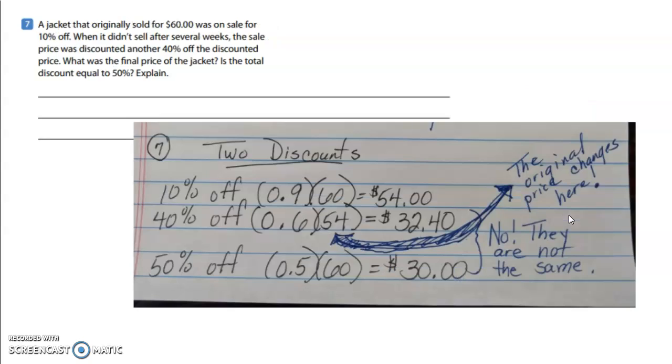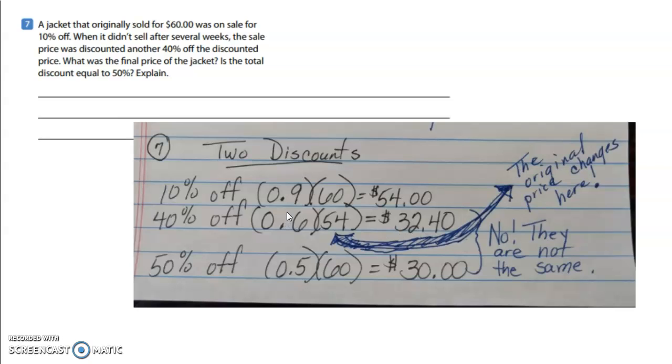All right, last problem. You can see my big messy arrow here. This jacket that originally sold for $60 was on sale for 10% off. When it did not sell for several weeks, the sale price was discounted by 40%. So what's the final price of the jacket? Then it asks if it's equal to 50% off, which you could see why you might think that, because 10 plus 40 is 50, right? But I'm hoping that you found out, no, that's not the same, and I'll try to explain why.